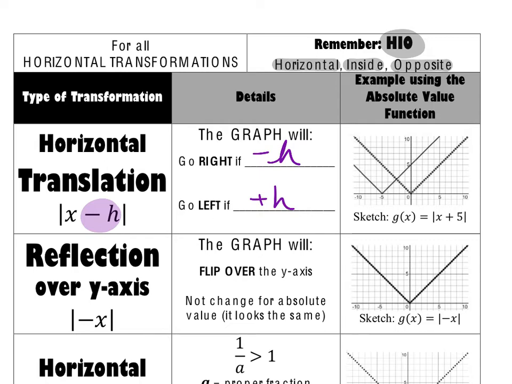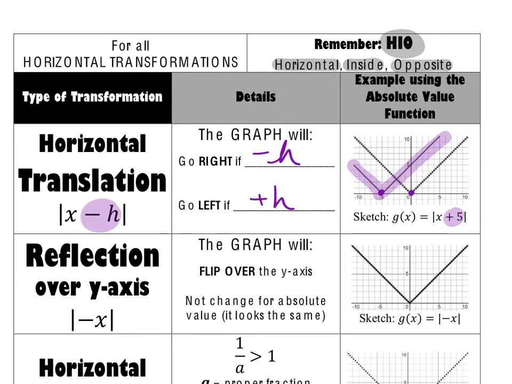And that's exactly what's going to happen in this picture. We are adding 5 inside, so that's a horizontal translation, and it goes the opposite direction than plus, which means it goes to the left, minus 5. Moving from the origin to minus 5.